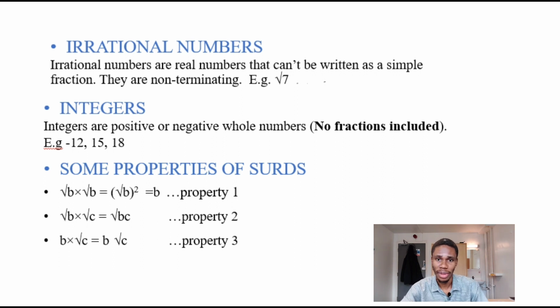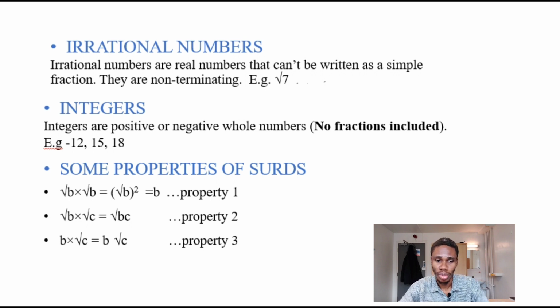Then some common properties of sets. Now there are other properties of sets, okay, but for the sake of this video I just covered 3 because these are the most important ones you need to know in order to reduce sets to their basic form. The first one is square root of b times square root of b, which is equal to square root of b all squared equals b. Now, the square caters for the square root, hence b. So that's for property number 1.